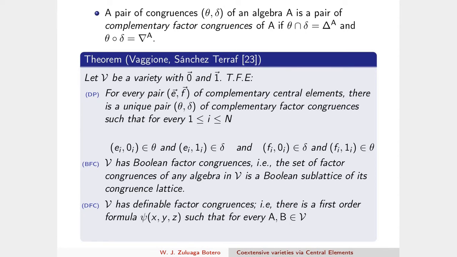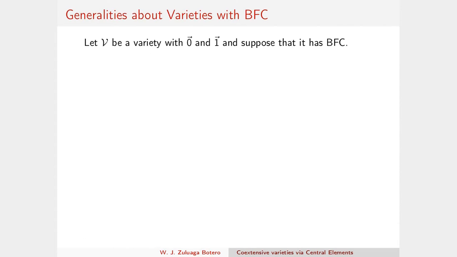Finally, this is equivalent to saying that V has definable factor congruences, which means that there is a first order formula that defines the left kernel in a direct product decomposition by means of these conditions expressed here.